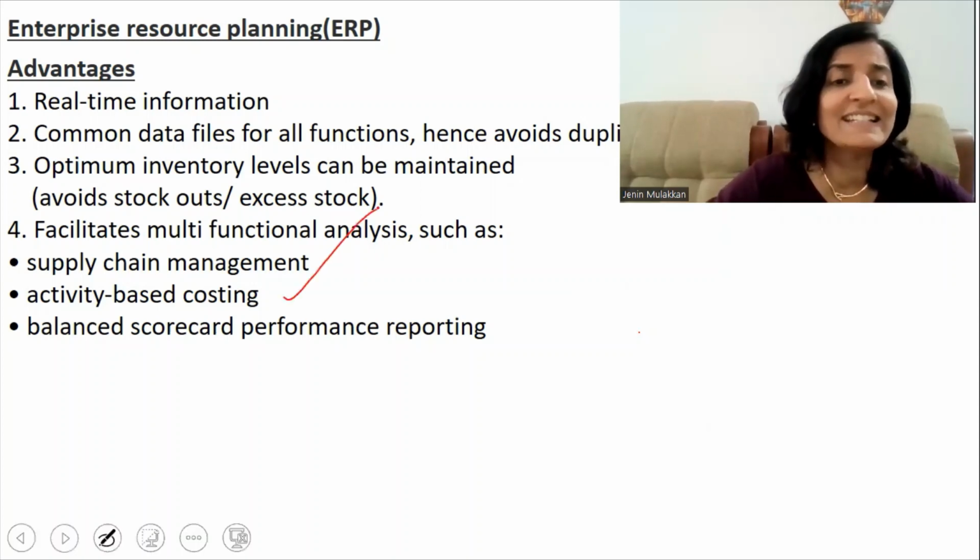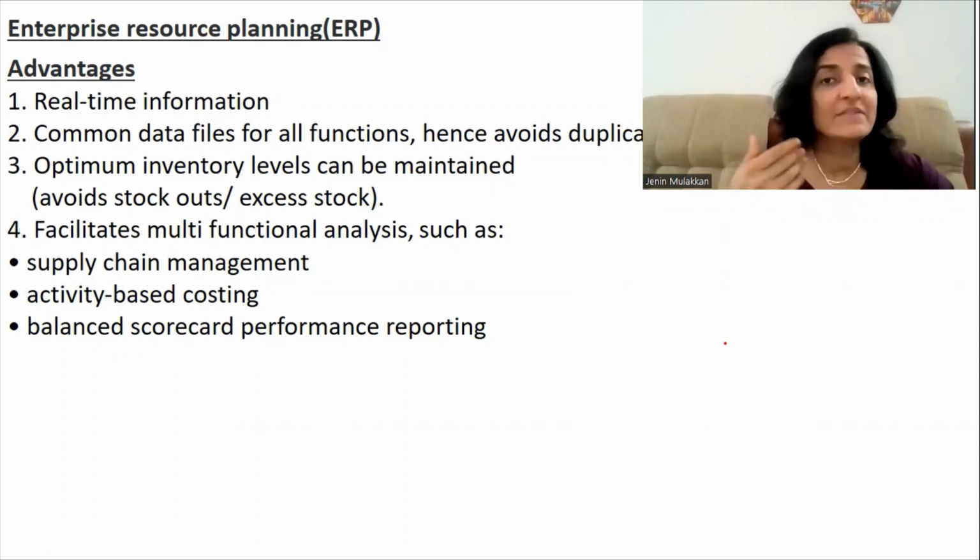And it also facilitates activity-based costing. In activity-based costing, the indirect expenses are divided between the products based on cost drivers. For example, take the case of purchase department expenses. It is divided between the products based on which cost driver? The number of purchase orders, right?